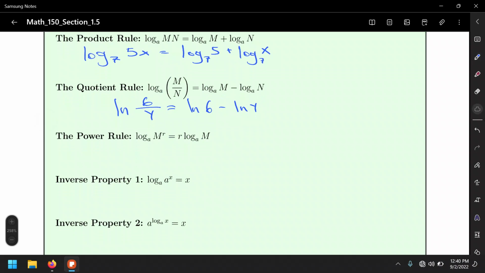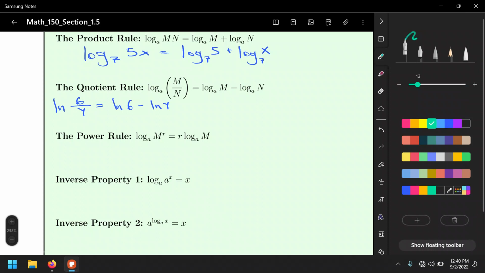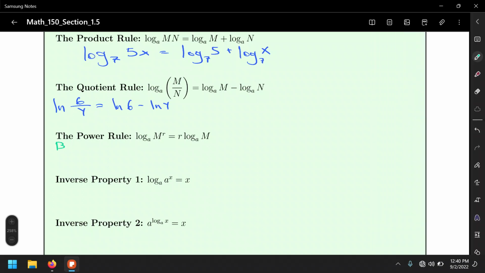All right, the power rule. Let me make this smaller to make more space, and write it down here. This one has a special name. I call this the basketball rule, the basketball smackdown rule.